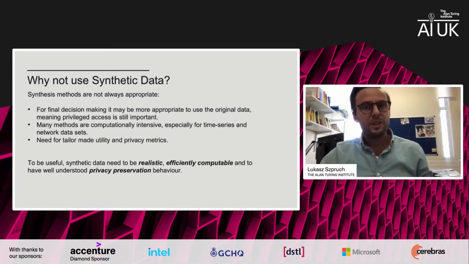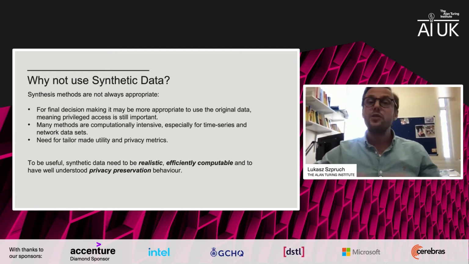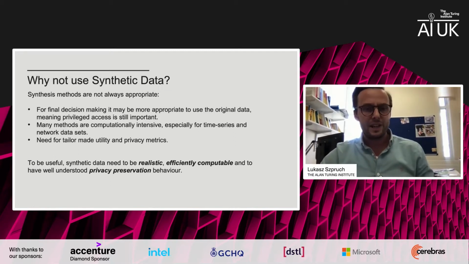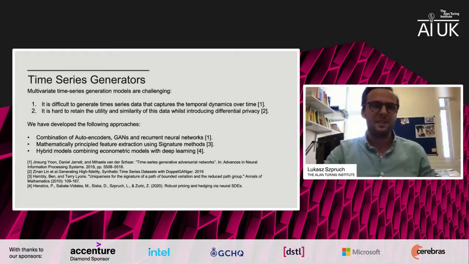Those methods can be quite computationally and data intensive, especially in some applications I mentioned a moment ago, such as generation of time series data and network data sets. And really, there is a need for tailor-made utility and privacy metrics. Different applications will require different utilities and different privacy considerations, and so this is not a universal solution that will work for all. There is work needed and research that still needs to be done to understand what the real opportunities and what the limitations of this technology are. But ultimately, we want to produce data that is realistic, can be computed efficiently, and preserves the privacy that we set for it.